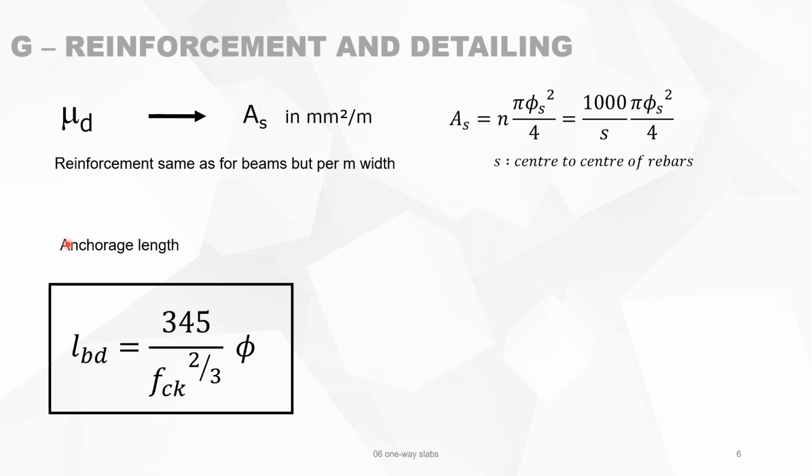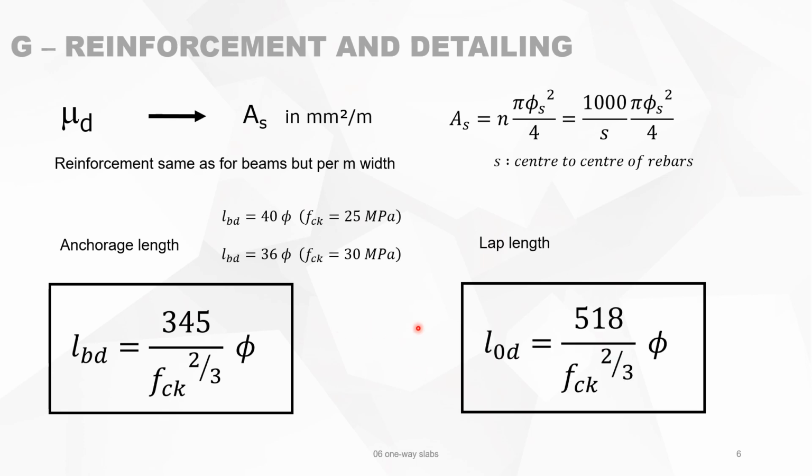So far, it's straightforward. There's nothing new, in fact. Also for anchorage length, it's exactly the same as for beams. If you take the anchorage length, for instance, for a concrete grade of C25, you end up with an anchorage length of 40 times the diameter. For a higher concrete grade, you arrive at 36 times the diameter. Lap length is also the same as for beams. For a concrete grade of C30, the most commonly used, you end up with 54 times the diameter.